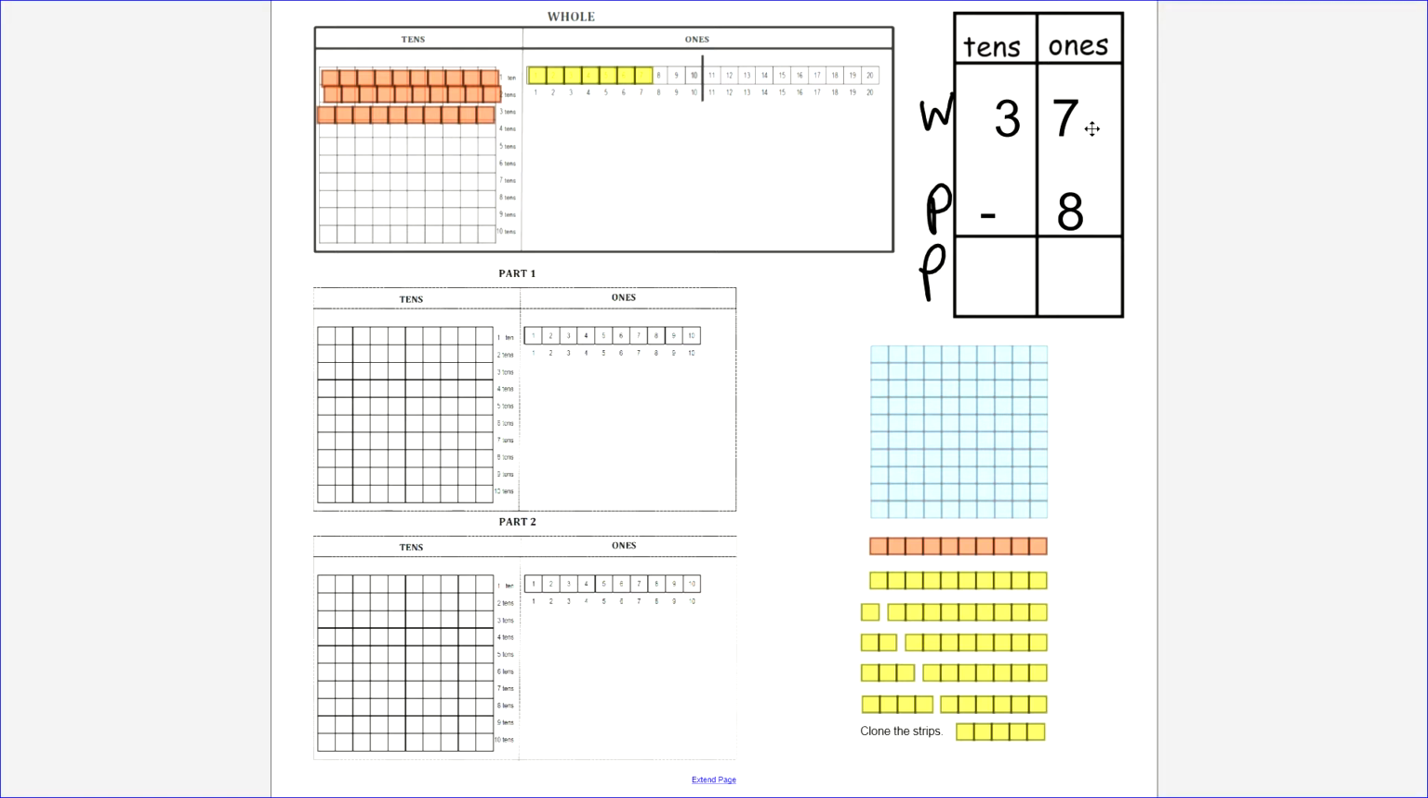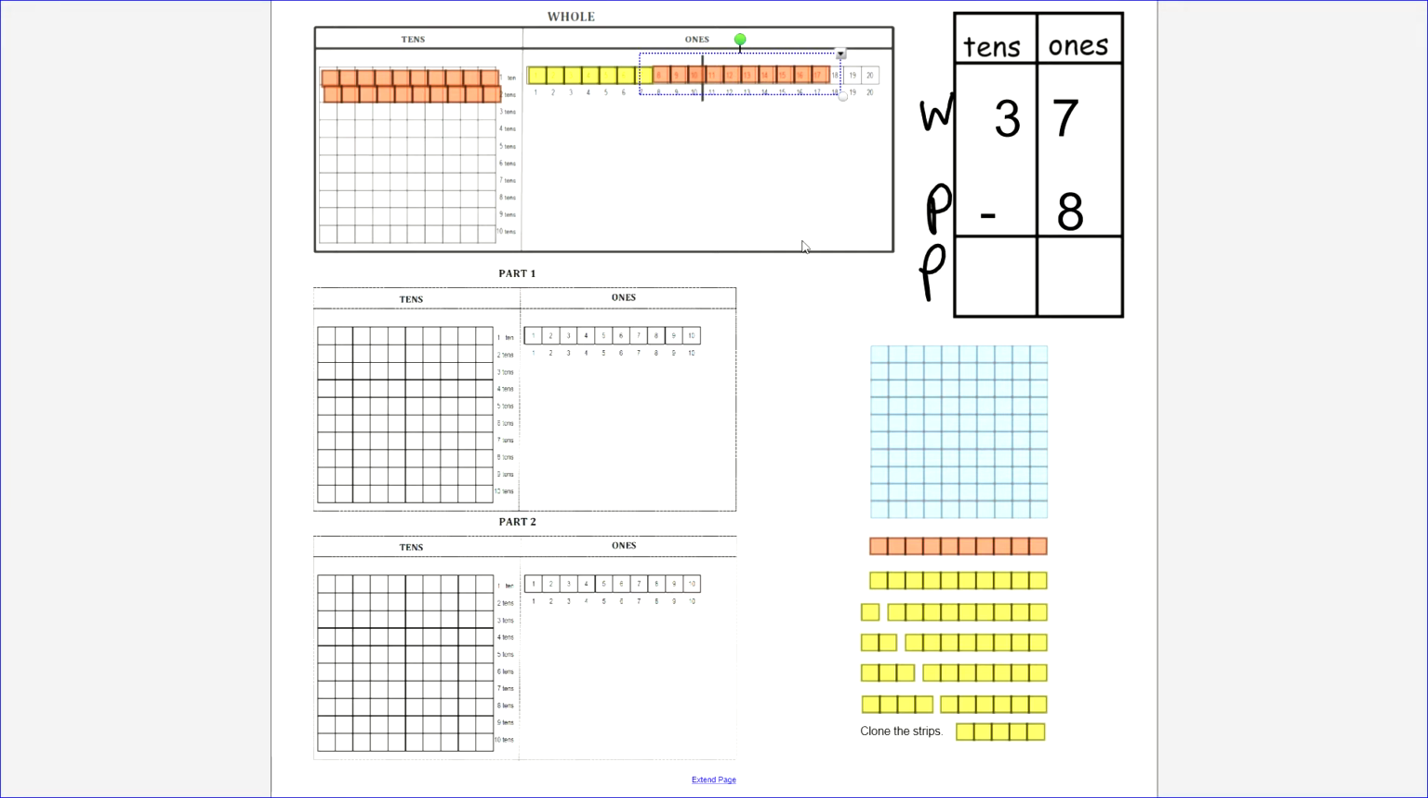I can see that in the ones place I have a 7, but I want to subtract 8. 7, our whole in the ones place, is less than the part we want to subtract, 8. So right now, we can't subtract. We need to take one of our 10s and regroup it, or move it to the ones place. We know that 1 10 is the same as 10 1s. So I can go ahead and take a 10 and regroup it to the ones place as 10 1s.